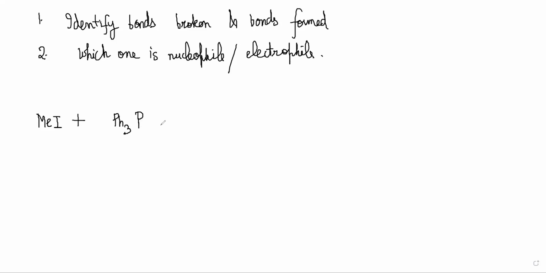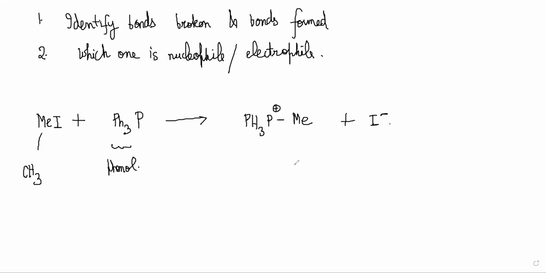Ph3P. Right now you don't know what Ph3 is. Ph3 is actually a phenyl group. Later we'll see what the structure of Ph3 is. Methyl is CH3, right? Gives Ph3P plus Me plus I minus, right?